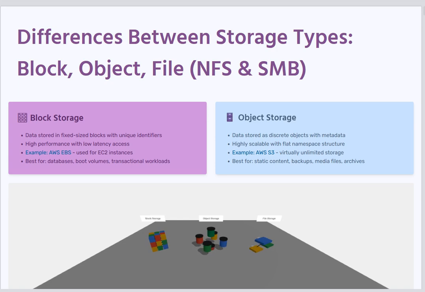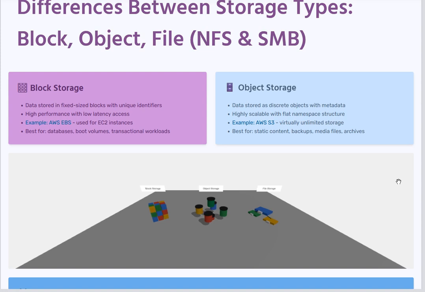Let us find out what the basic difference is between these three storage types. The first one we're going to discuss is block storage. We'll show you a picture as well. Data is stored in fixed size blocks with unique identifiers. Like in a hard disk, block storages store data in fixed size blocks.